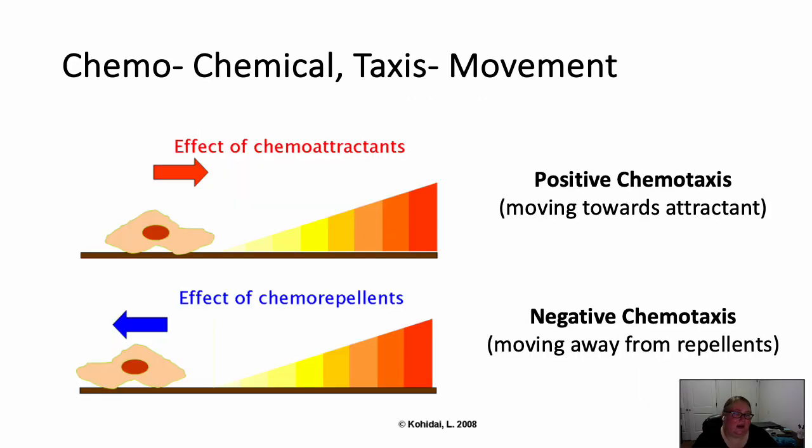Okay, so we have different types of chemotaxis. We have positive chemotaxis and negative chemotaxis. Positive chemotaxis means we're going to move towards the good environment, towards an attractant, things that the cell wants to have. And negative chemotaxis is going to cause us to move away from things like antibiotics and toxins. So we're going to move away from anything that's repellent.